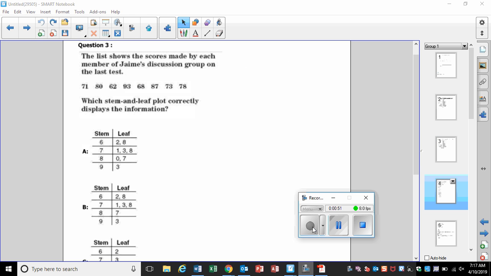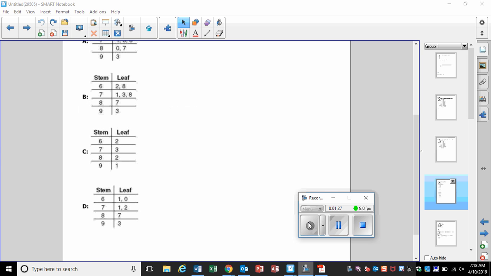Question 3. The list shows the scores made by each member of Jamie's discussion group on the last test. 71, 80, 62, 93, 68, 87, 73, 78. Which stem and leaf plot correctly displays the information? Is it choice A, choice B, choice C, or choice D?